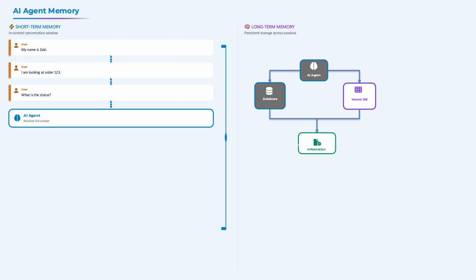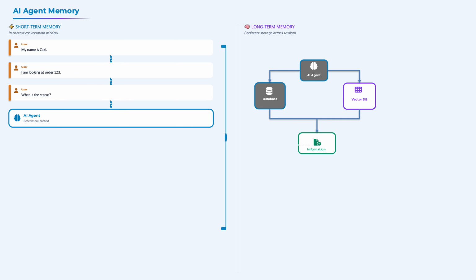For example, you tell the agent, "I'm looking at customer 123." Then later you say, "Show me their recent orders." The agent can use the previous conversation to understand who "their" refers to. That's short-term context.